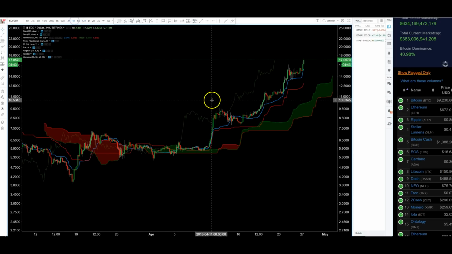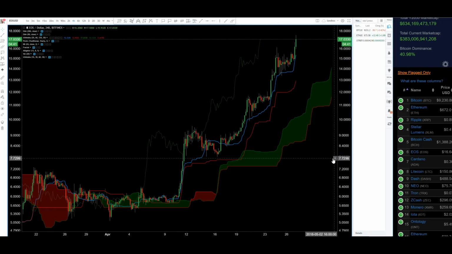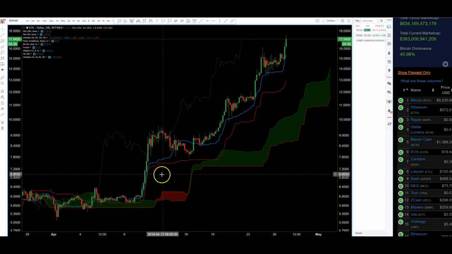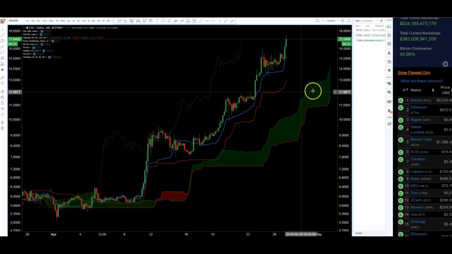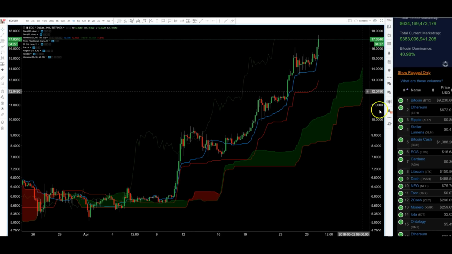If you go to the 4-hour on this, you can see just how insane this has been. It has not pulled back to the Kijun this whole time. Just another concerning element of this being overbought if you're still in it. So you can add EOS to your watch list if you want. I'm going to shut the watch list off for now.